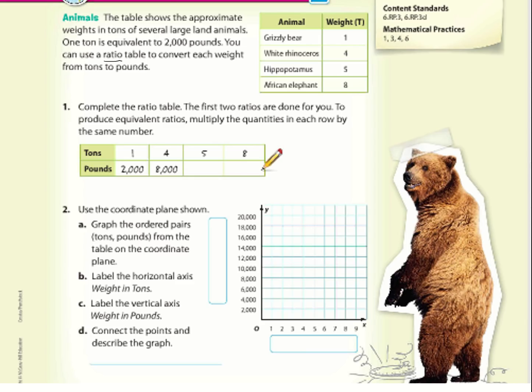So what this means is, this is 1 times 2,000 equals 2,000. 4 times 2,000 equals 8,000. 5 times 2,000 is going to be 10,000. And 8 times 2,000 is going to be 16,000.